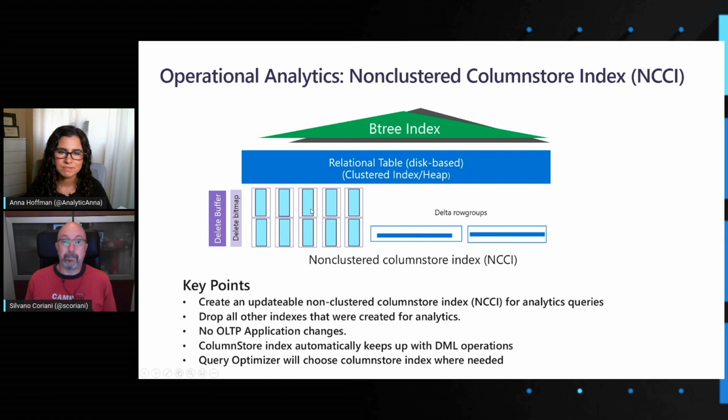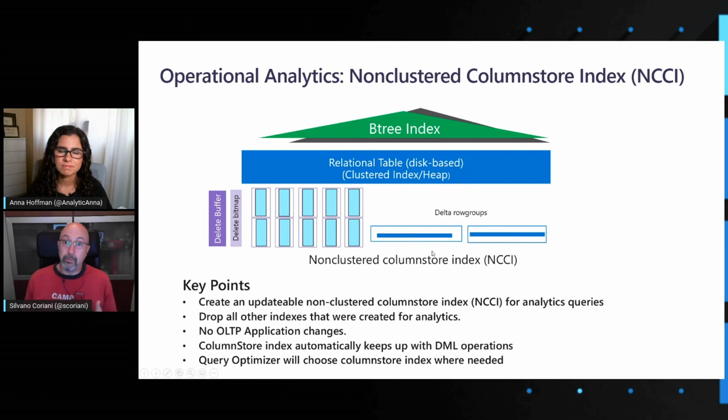So this means that we are basically duplicating, if you will, a portion of the data, and the query processor is good enough to detect when accessing those columnar data is actually faster than going through the relational table itself.